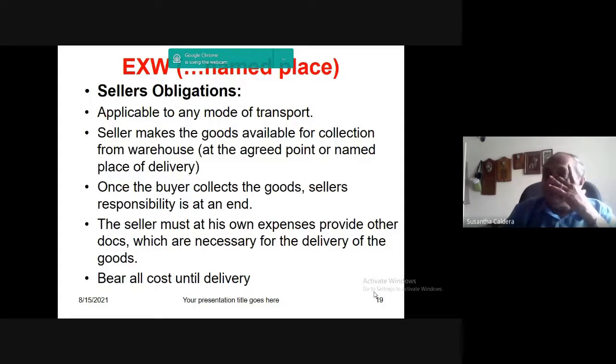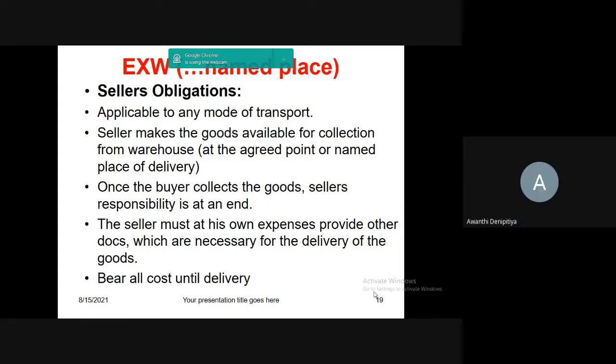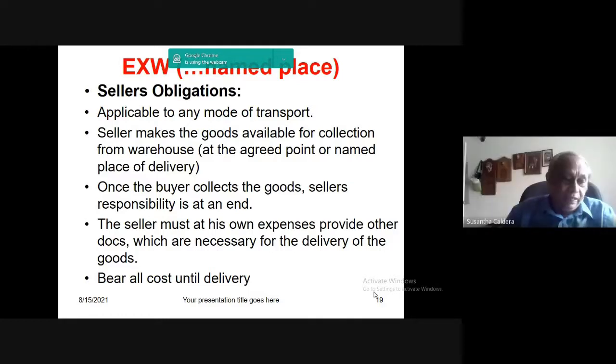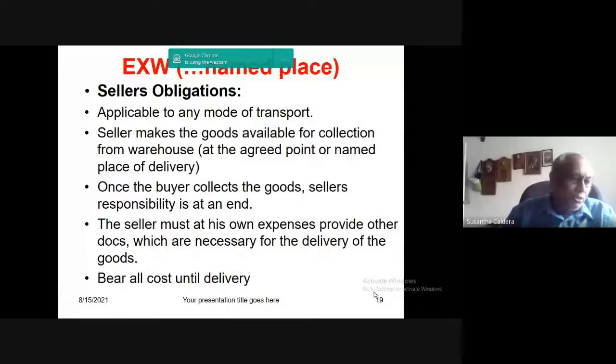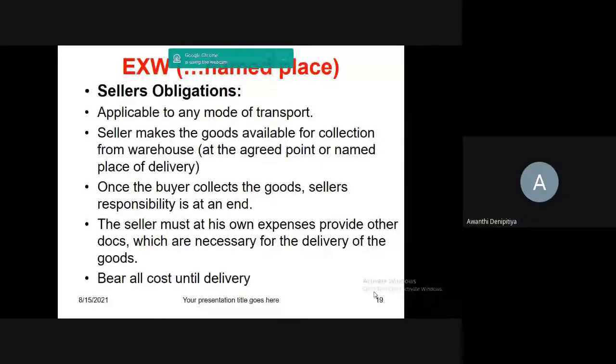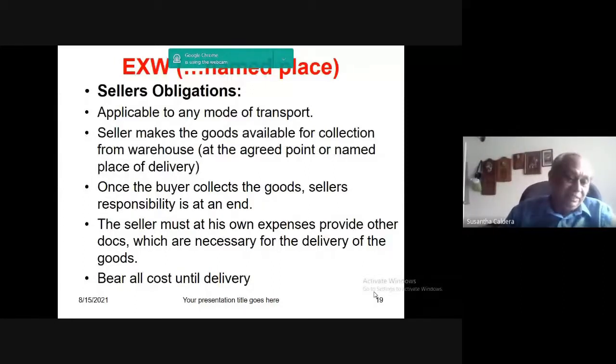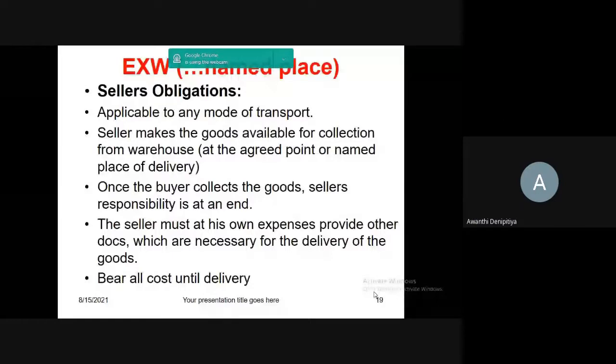Or sometimes they'll ask, what are the Incoterms relevant to any mode of transport? Can somebody else tell? FCA, CPT, CIP, DDP, DPU, EXW and DAP.